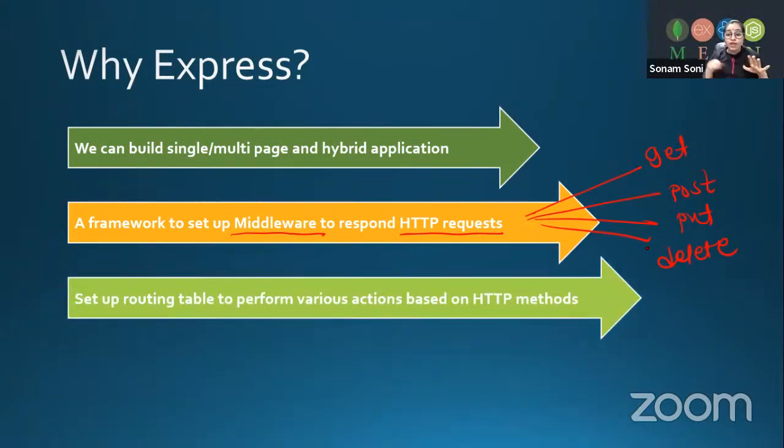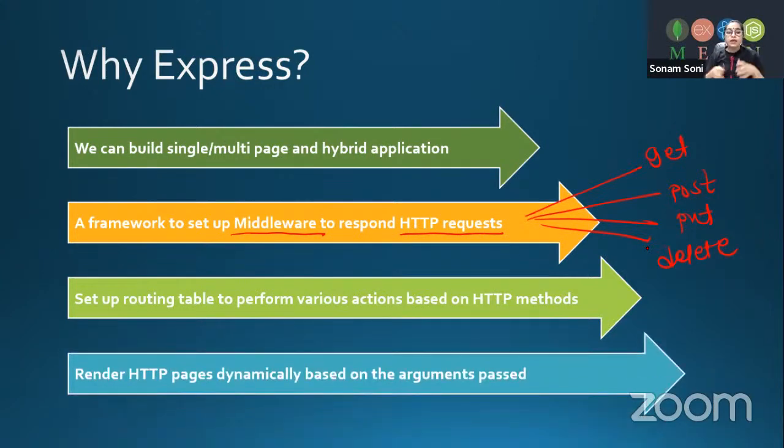You can set up the routing table, like localhost:8080/students means all the student requests will go to this API, /customer, all the customer requests will go to this API, and all the product requests as well. You can manage the routing paths. Also, you can render HTML pages dynamically according to the arguments you have passed. Basically, whatever response you want to provide to your front end, you can manage from Express, and you can create an API.